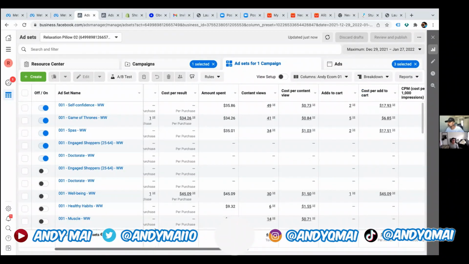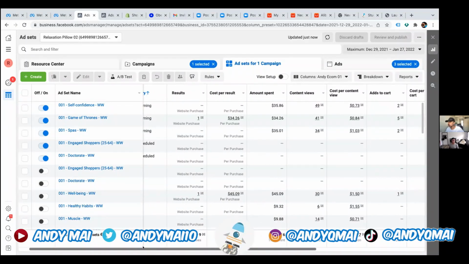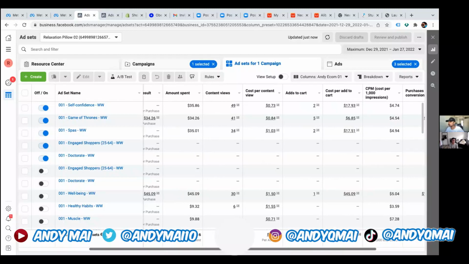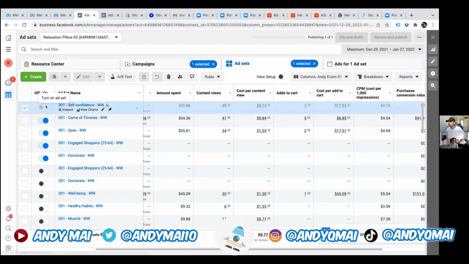Awesome. Okay, so what's the break-even point again? For this product, it'll be 30.30 AUD. Got it. Scroll to the right. Honestly, cost per add to cart. So probably kill self-confidence and spa. This one. Yeah, self-confidence and spa.